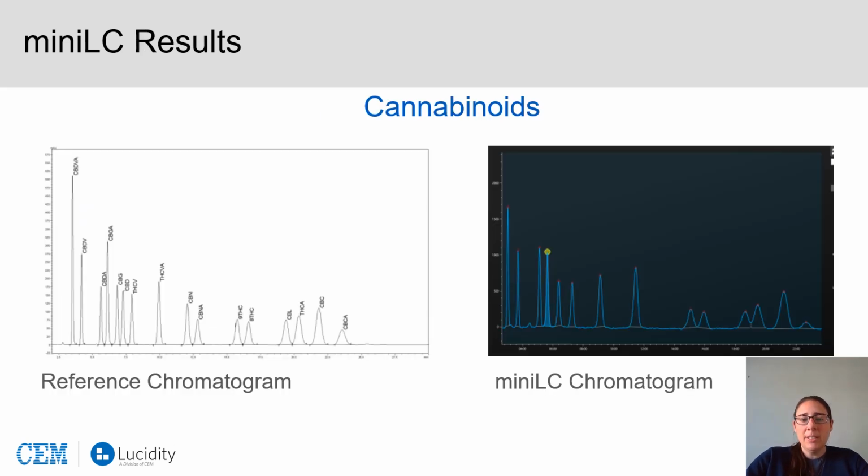So here are some of the results. When you buy a standard, you get a reference chromatogram. So you see the reference chromatogram there of the cannabinoids, and then you see our chromatogram for the miniLC. They're very comparable, so we're able to determine that we've got good separation of all the cannabinoids within the standard that we were using.